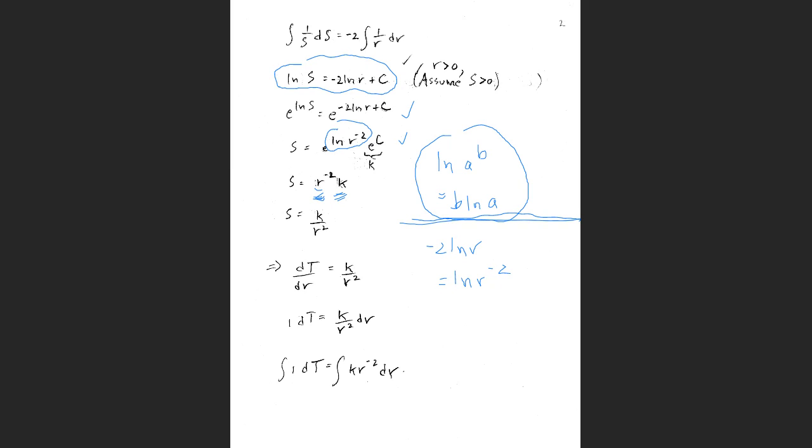And then e to the c is just k. And so s will equal then k over r squared. That's what s will equal. But now, we're not interested in finding the solution for s. We're interested in what's the solution for the temperature.